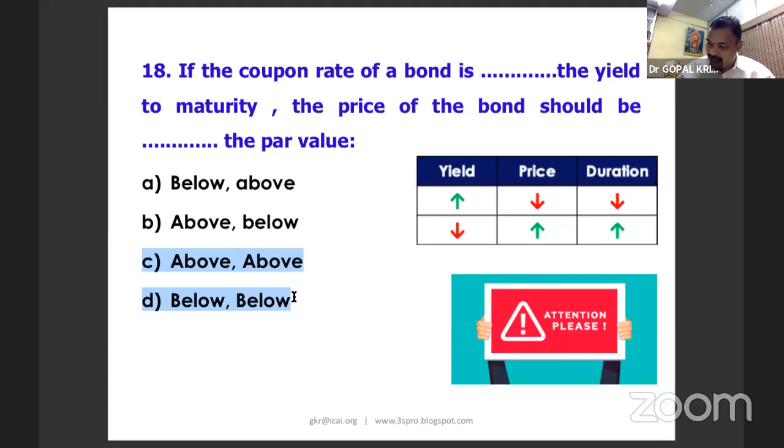So it can be either C or D. Please be careful. That is why I say attention, please. If this kind of question comes, I am sure they either have to give credit for both answers, or they have to give a different option. I am intentionally giving you this question for you to appreciate the fundamental concept between coupon, yield and price. Please be very careful.